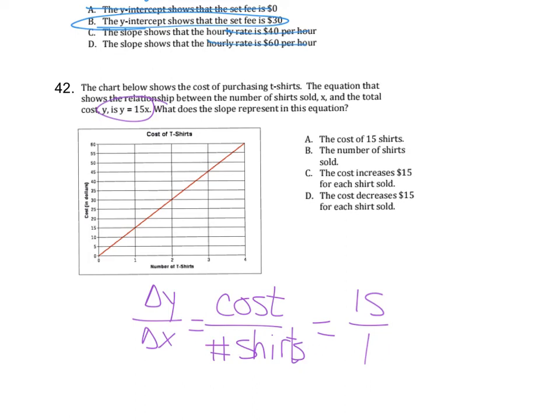So let's look. Is that the cost of 15 shirts? No. Does that tell us how many shirts are sold? No. Look at C. The cost increases $15 for each shirt. For each is a rate, right? 15 for each shirt. Is that what we got? We did. Why is D wrong? Because it says decreases. This is an increasing slope, right? Positive slope. So my answer is C.